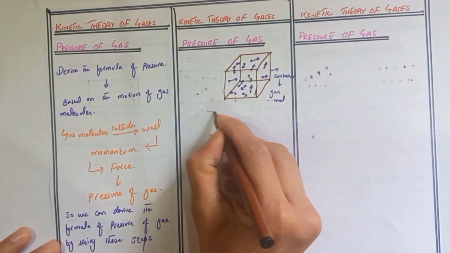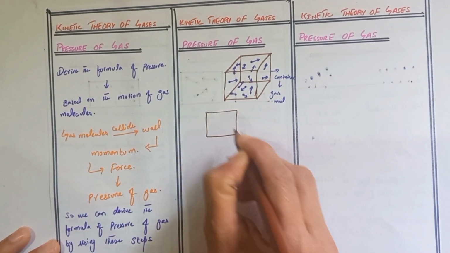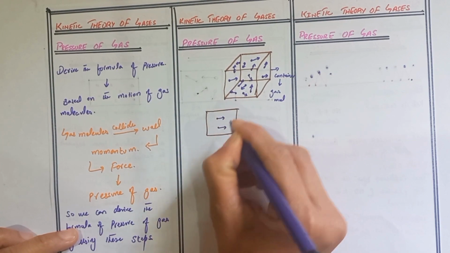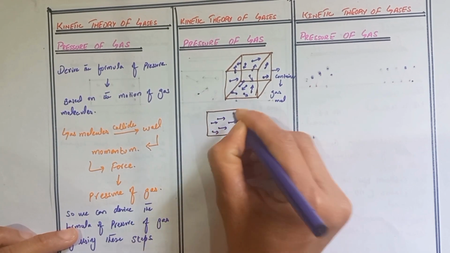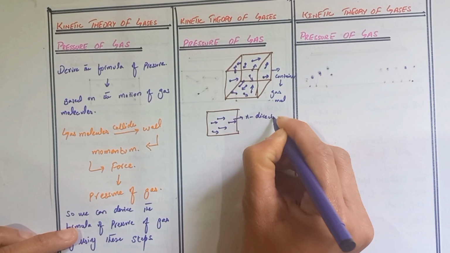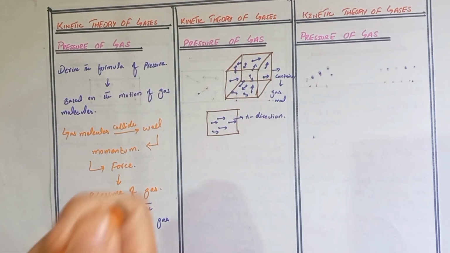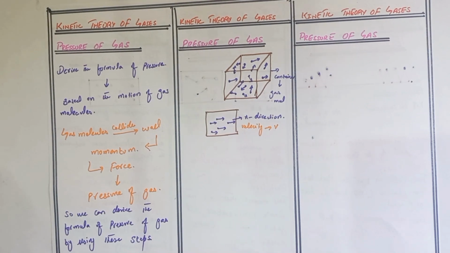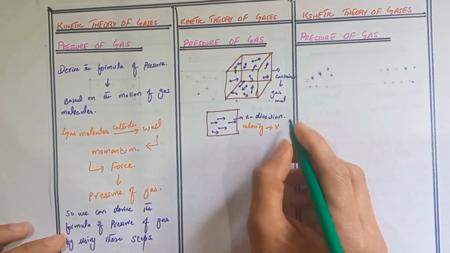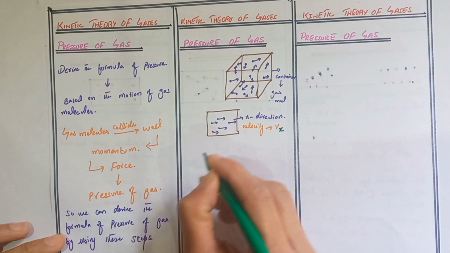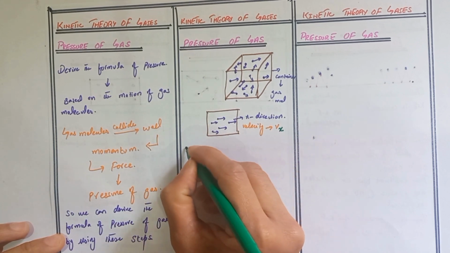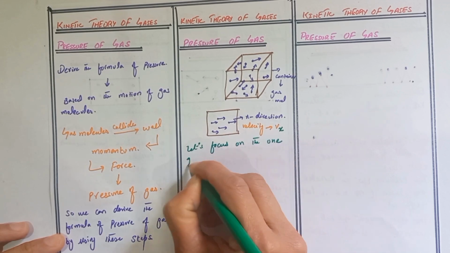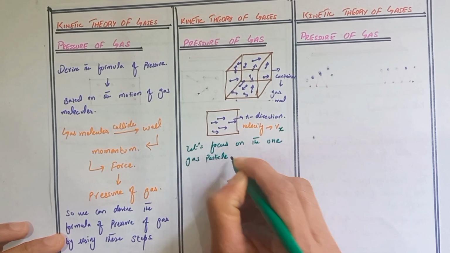To understand this concept, here we take one face of the cube. In one face of the cube, we consider the gas particles moving in the x direction. This is the x direction. The gas particle moves in the x direction with velocity v. This particle moves in the x direction, so here we take the speed denoted by vx. Here we take only one gas particle. Let's focus on the one gas particle.